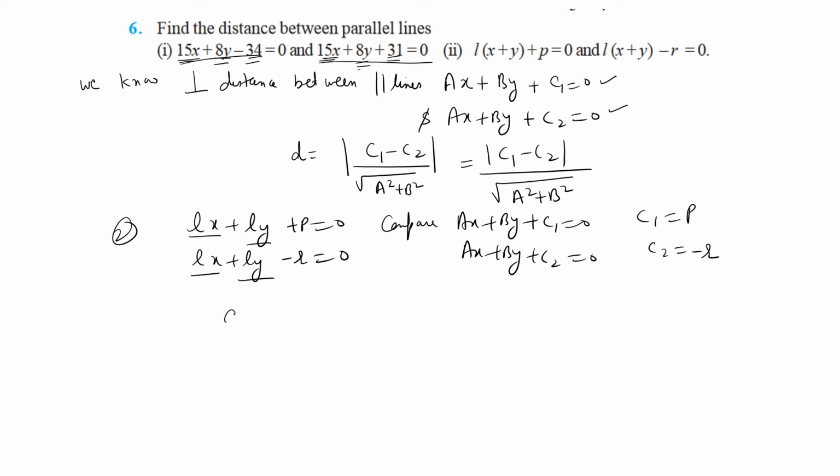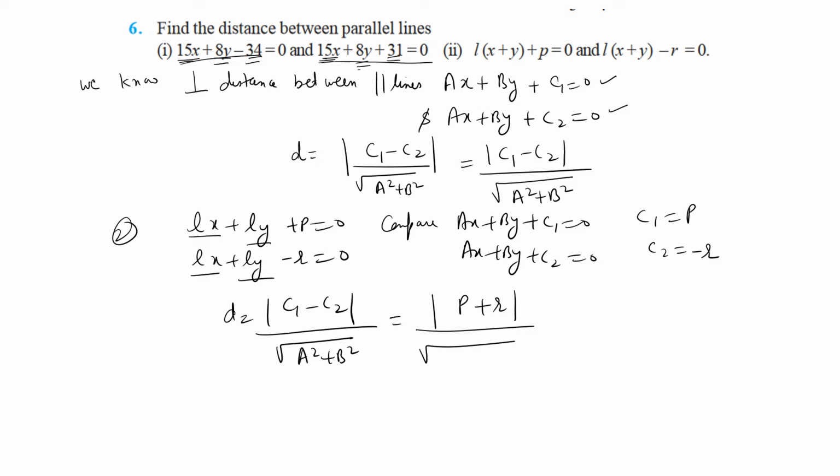This is c1 minus c2 upon root a square plus b square. So this becomes p plus r upon under root of a square, which is l square plus l square. So this becomes p plus r upon root 2 l square. Or I can write it as 1 by root 2 times p plus r upon l.